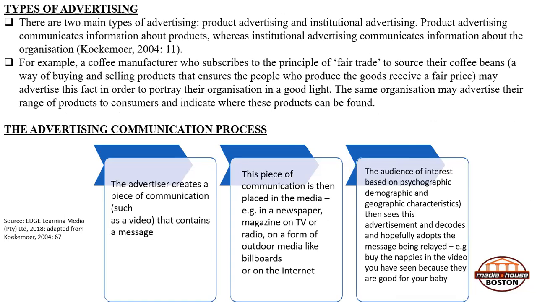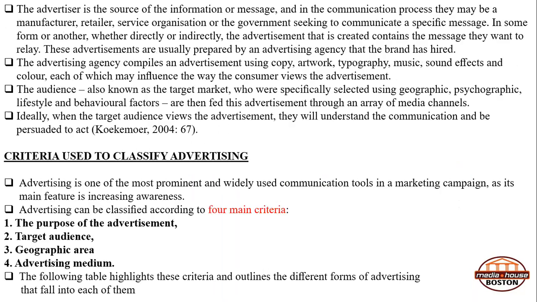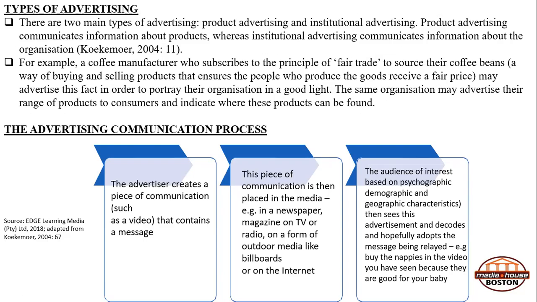Then we have different types of advertising. So there are two types of advertising: product advertising and institutional advertising. Product advertising communicates information about products, whereas institutional advertising communicates information about the organization. Okay, so let me give you an example. When Samsung is advertising, it's advertising the Samsung A30 cell phone model. It's advertising the model, that's the product.